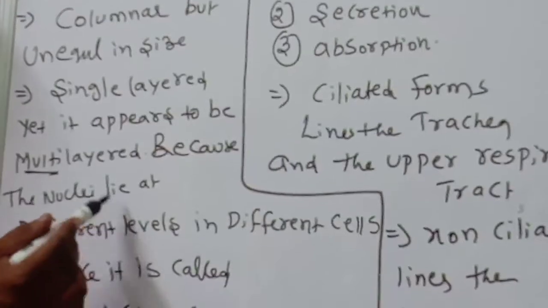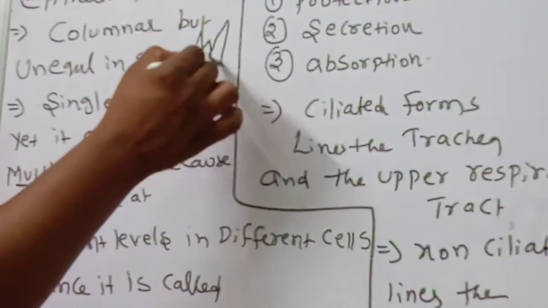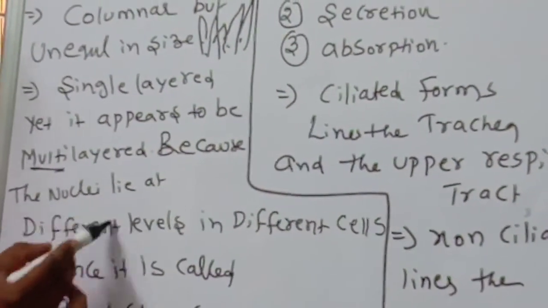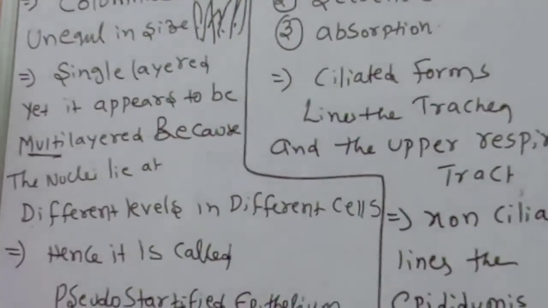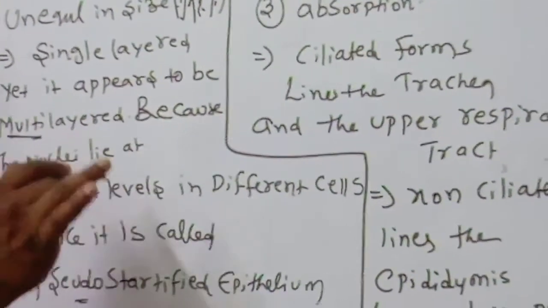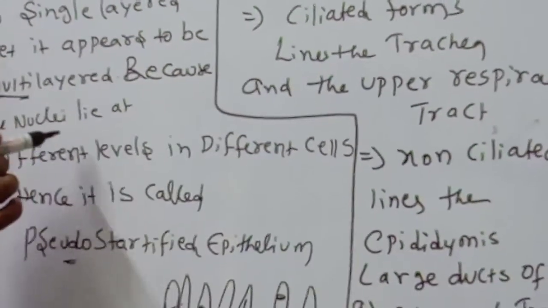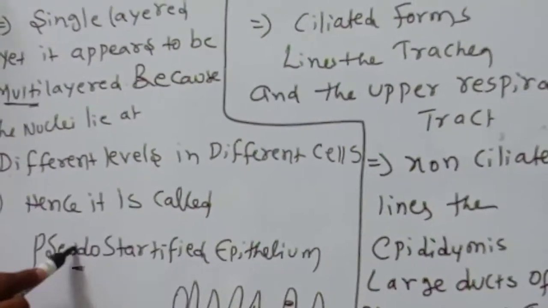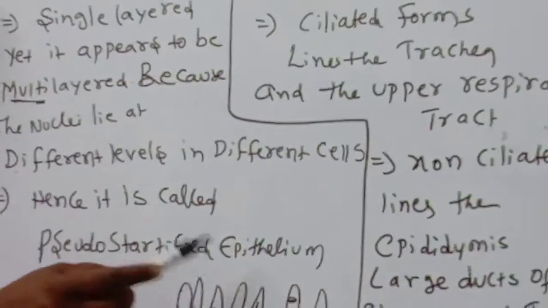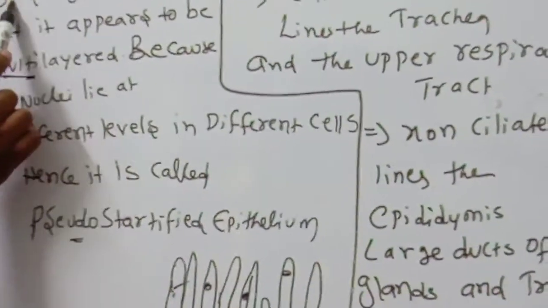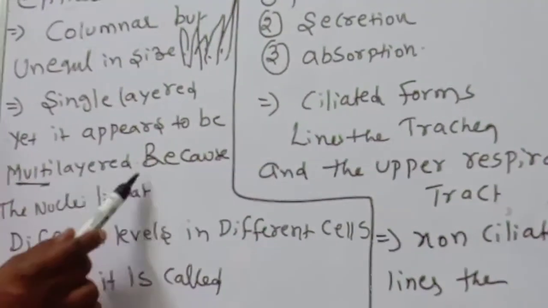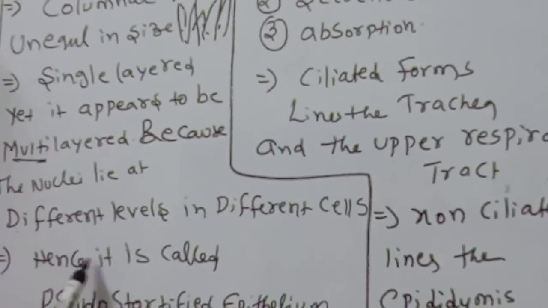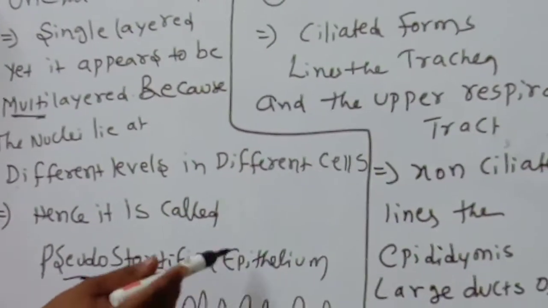Why do they appear multi-layered? Because the nuclei lie at different levels in different cells. One cell's nucleus is in the middle, another's at the bottom or top. Hence it is called pseudo, false, stratified, many-layer epithelium. It is single layered only, but appears multi-layered because the nuclei lie at different levels in different cells. Hence it is called pseudo-stratified epithelium.